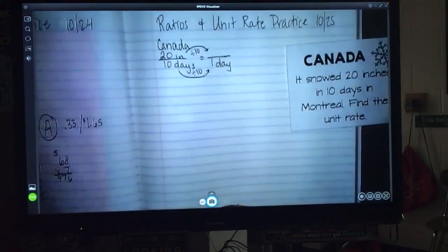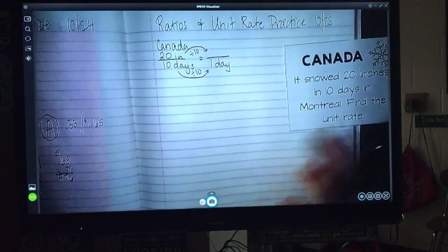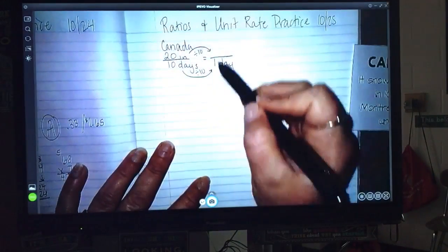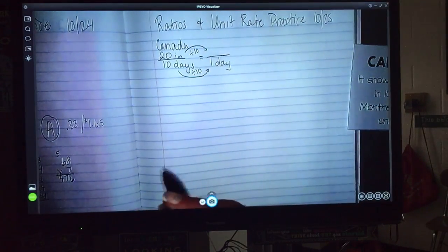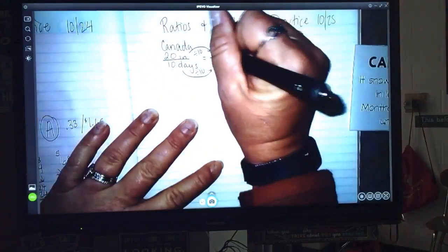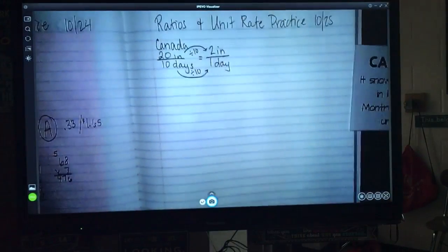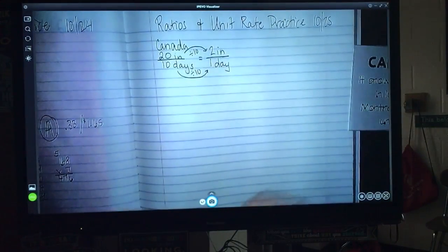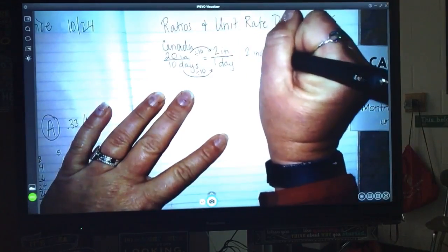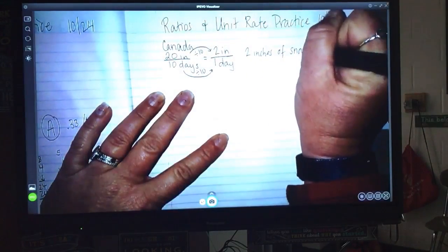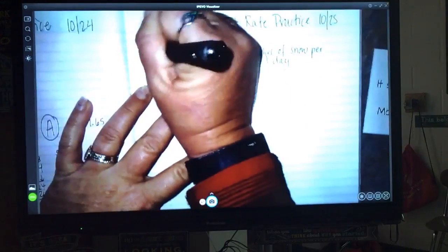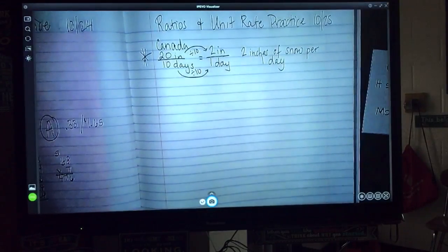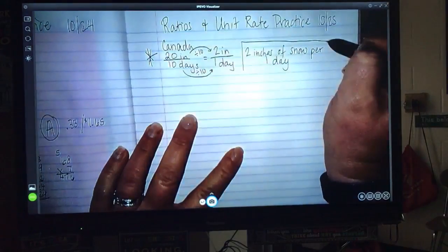So I'm obviously going to divide 20 divided by 10. This is one that you don't have to necessarily show your work as long as you're showing this step. Does that make sense? That's a pretty easy number to divide by. So what is 20 divided by 10, Christiana? 2. So the unit rate is 2 inches of snow per one day. Alright, so this is how you solve each one of these problems. You must write the unit rate out.